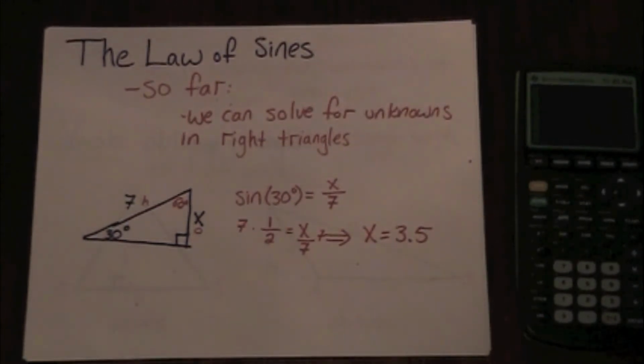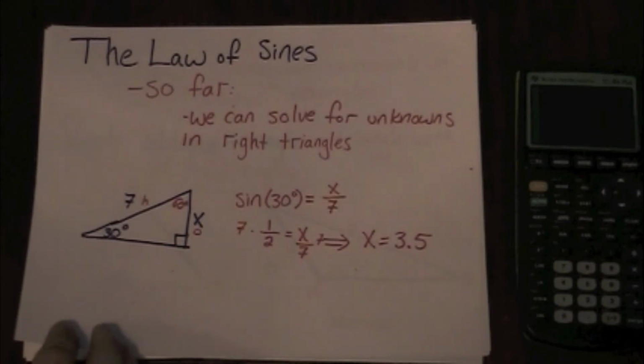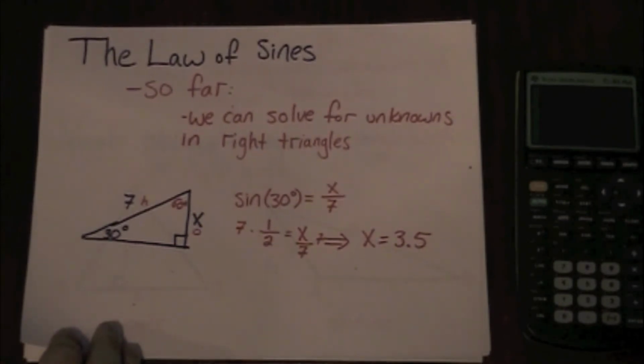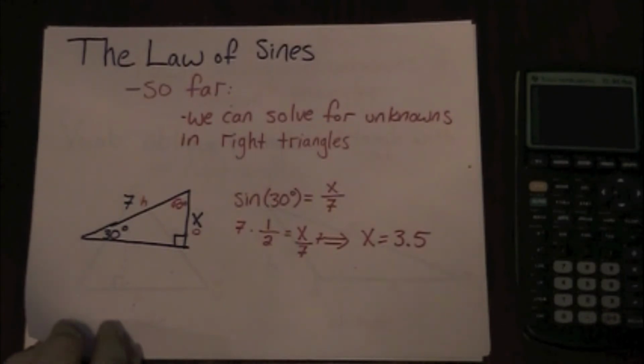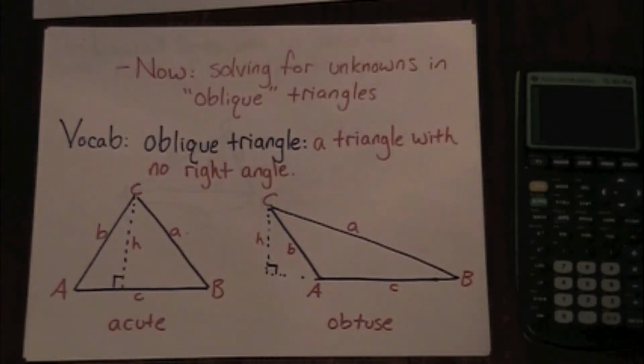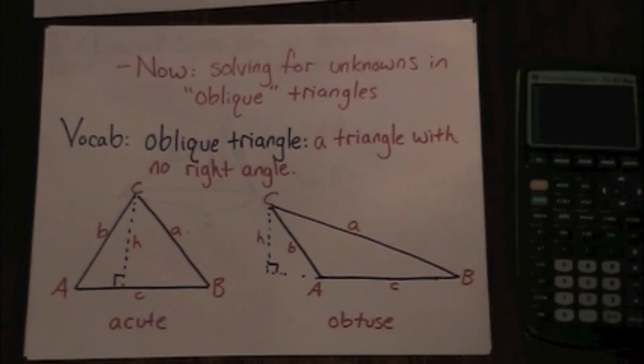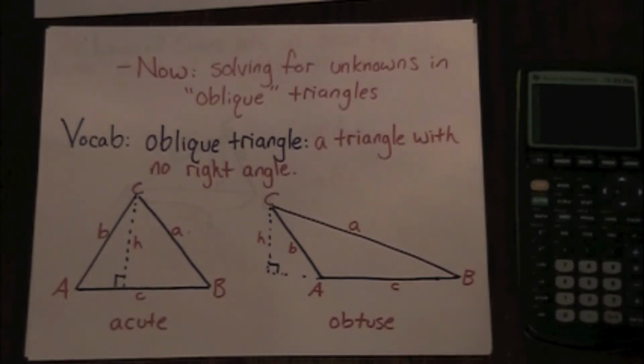Okay, so right triangles really aren't the problem. We've got a lot of practice with them. You've done some Pythagorizing since you were studying geometry for the first time. Where things get messy is in oblique triangles. Now, an oblique triangle is any triangle that doesn't have a right angle. And I've drawn two of them. I drew an acute and an obtuse oblique triangle.